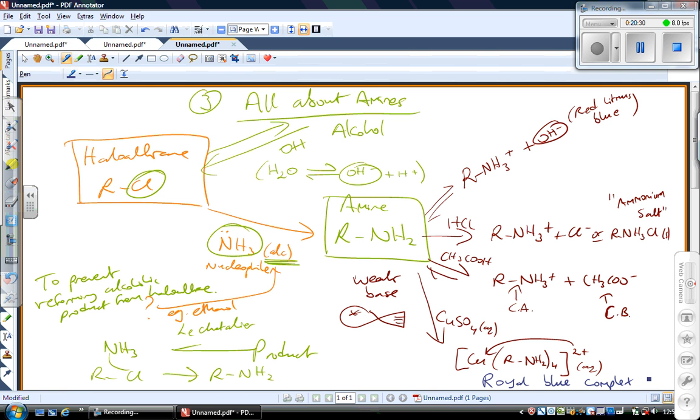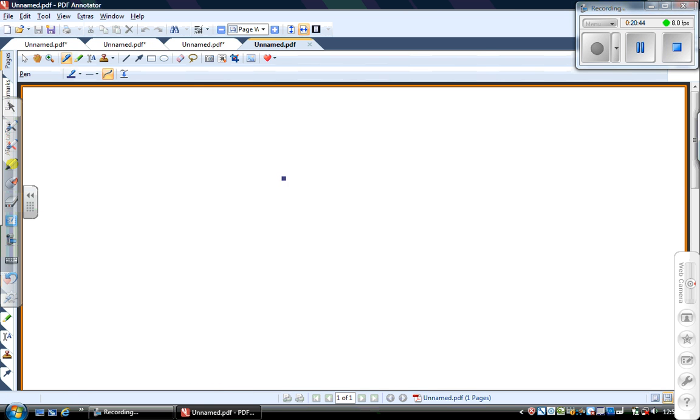Alright, so that's everything you need to know about amines, and then that reaches a bit of a dead end in terms of organic synthesis. So after that point we return to alcohols and we look at oxidation of alcohols. So that's our next lesson. So number 4, oxidation of alcohols we're looking at now. Oxidation of alcohols.